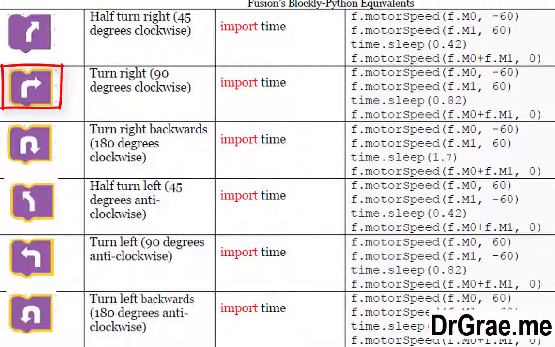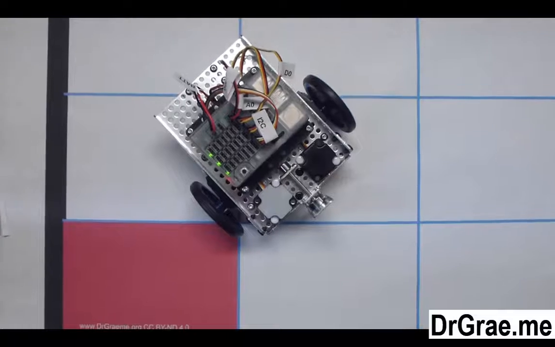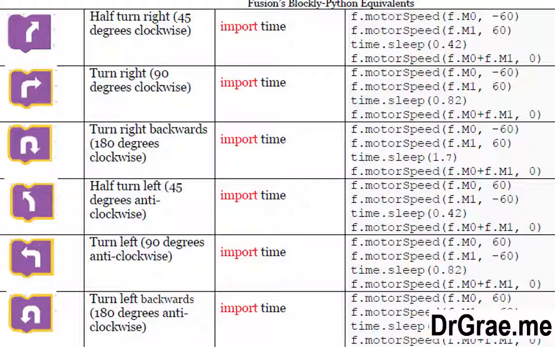The second purple Blockly turn command is similar to the previous turn command, except that the time.sleep(0.82) delay is 0.82 of a second, allowing Fusion time to make a right angle turn of 90 degrees. The third Blockly turn command is similar to the 2 previous commands, except that the time.sleep(1.7) delay is longer, 1.7 seconds, allowing Fusion time to reverse its direction, completing a 180-degree turn.